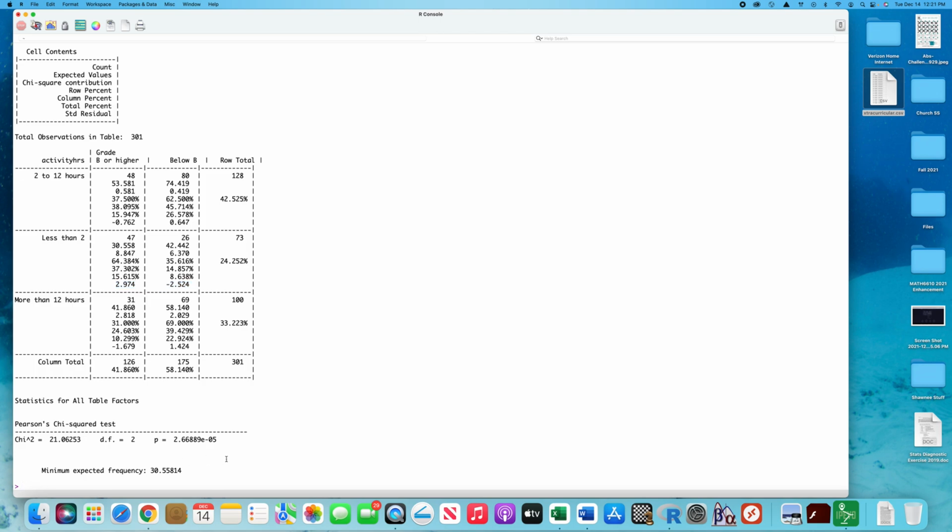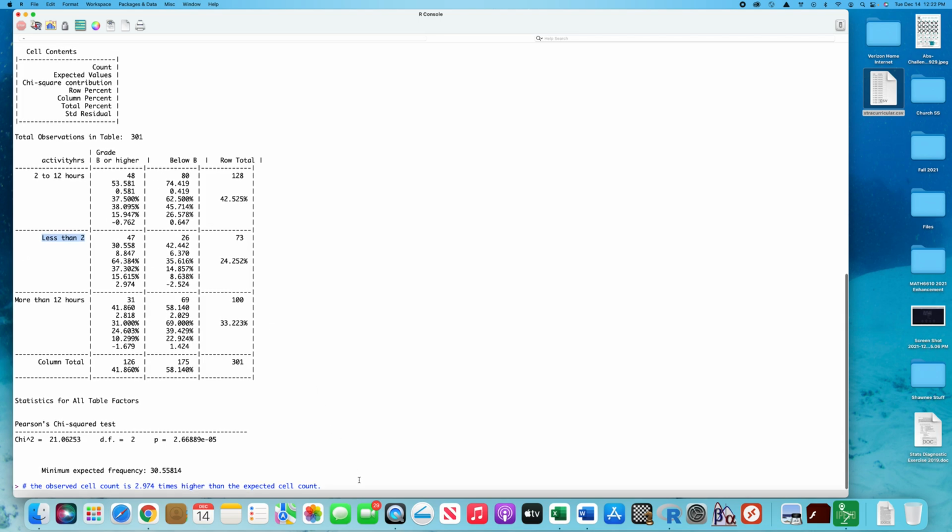Now, for example, what I can say for the 2.974 is I can say that the observed cell count is 2.974 times higher than the expected cell count. So for people who got grades of B or higher and served less than 2 hours of extracurricular time, that cell count, there were more people in that cell than I would have expected under the null hypothesis.